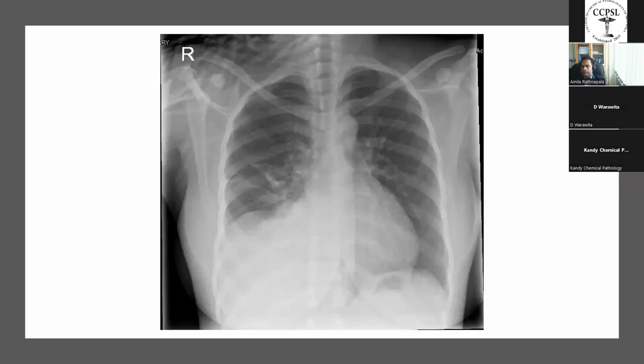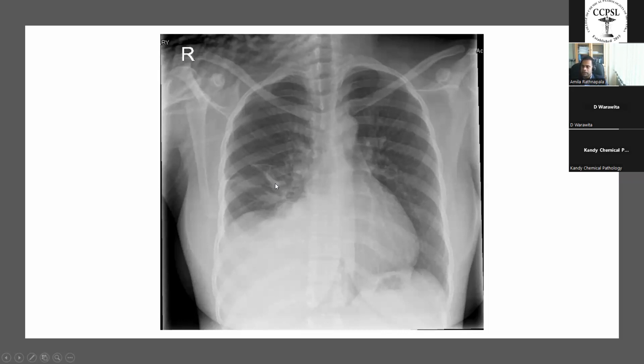Right. Okay. So this is the X-ray. We did the initial X-ray, as you can see here. There's homogeneous opacity in the right lower zone. The left lower zone is normal. And there's possible linear atelectasis and fluid in the horizontal fissure.